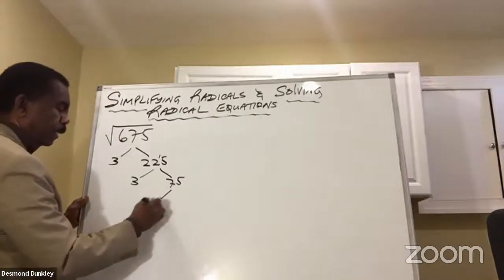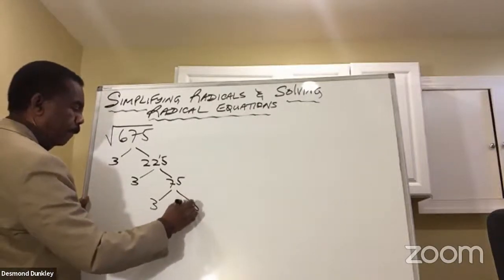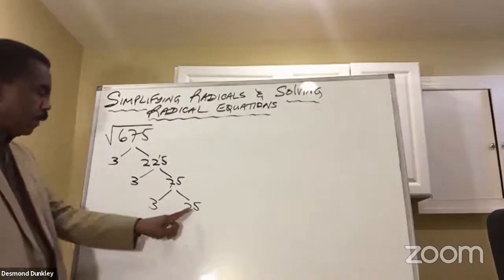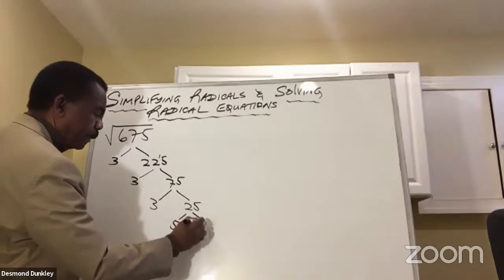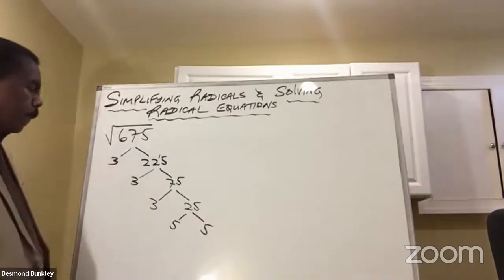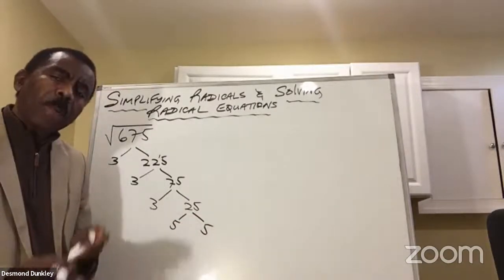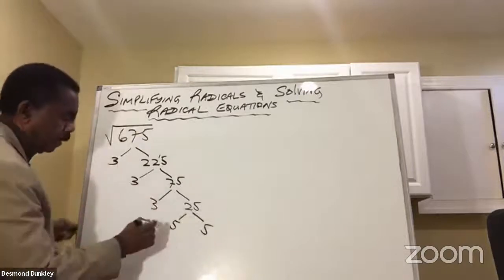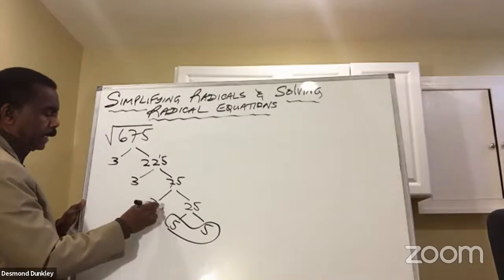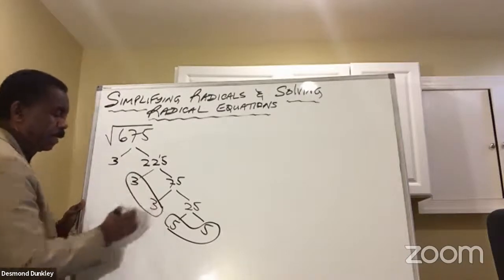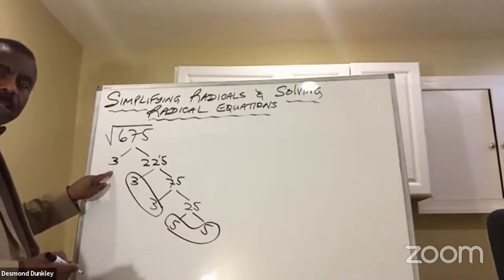Can we use 3 again? Goes 25. Now we have exhausted all the 3's. Now we're down to 5 times 5. So now we need to find out how many pairs we have. I see one pair here, and I see another one here, and I'm left with a single.